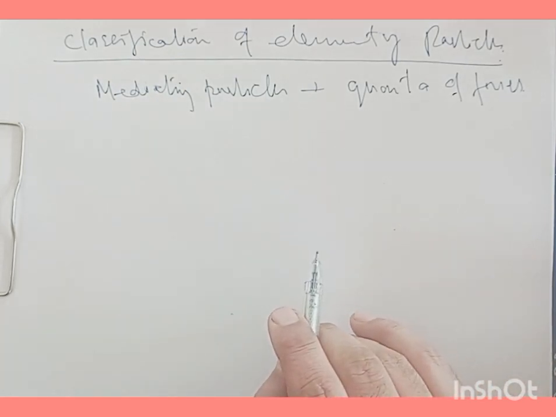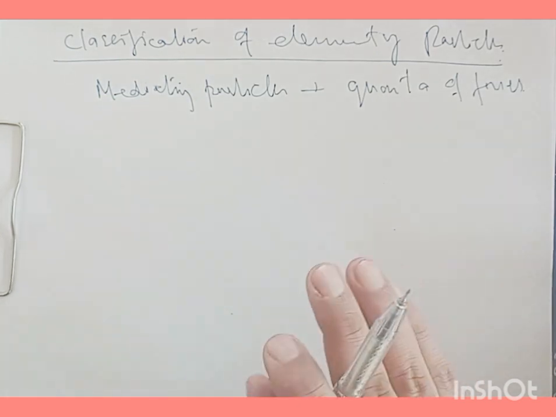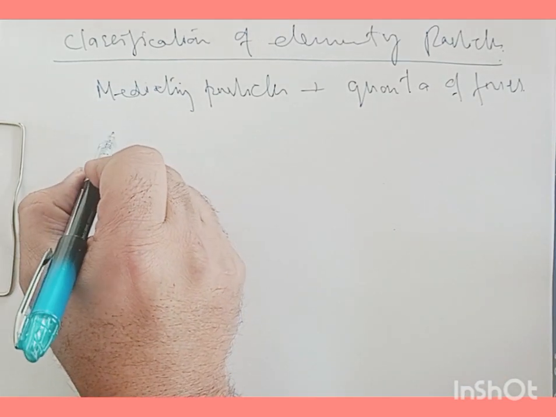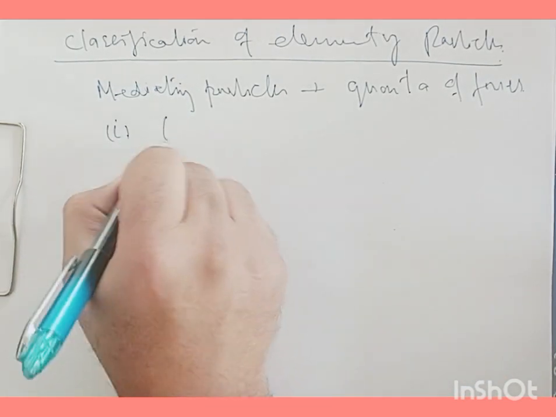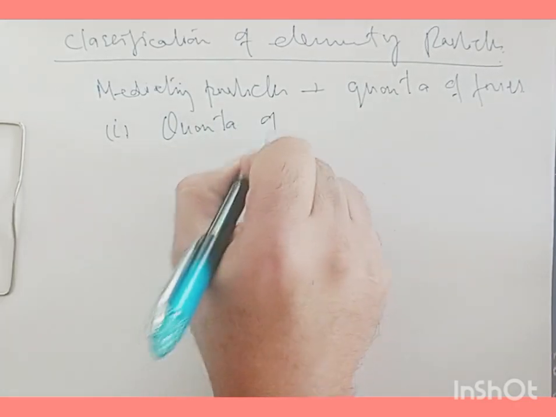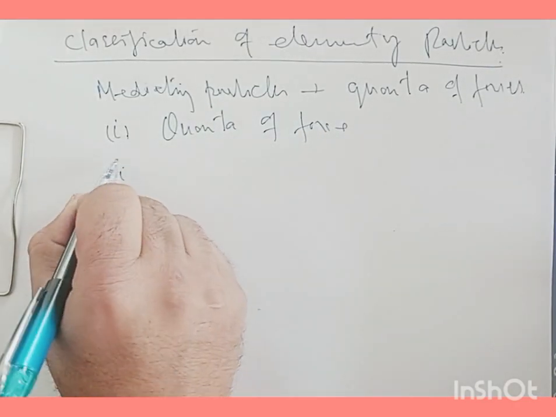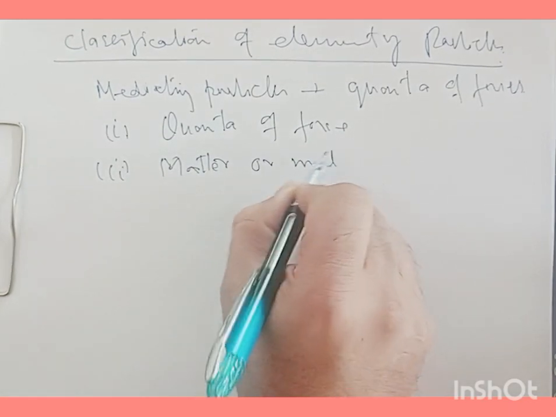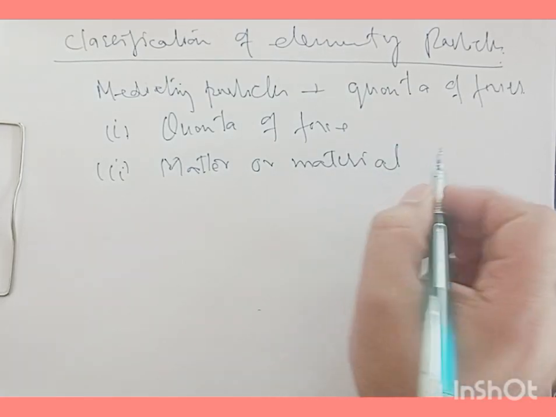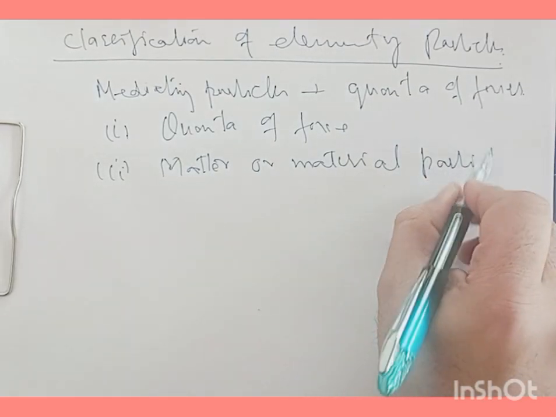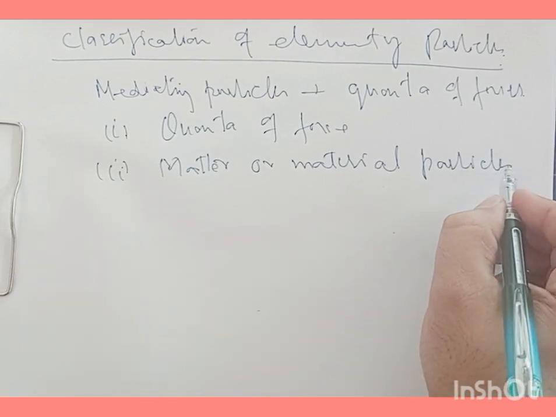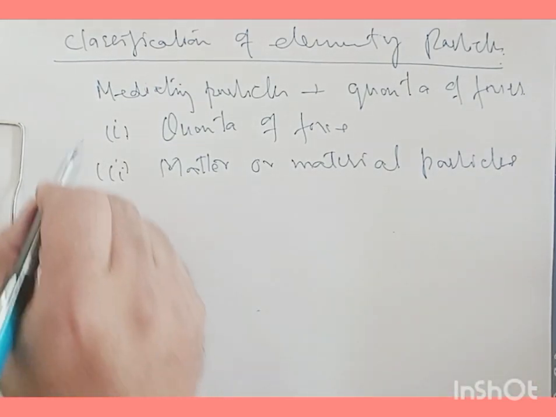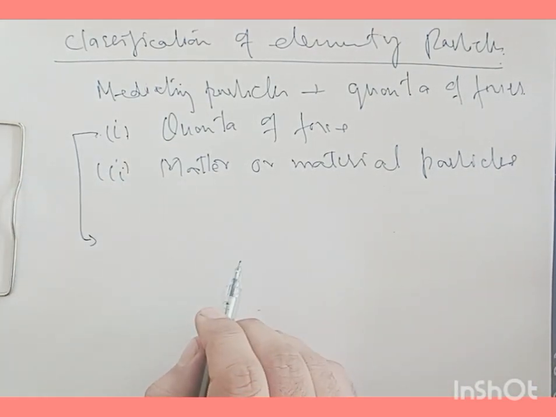What is important here is that we want to have some basic classification of these elementary particles. The elementary particles can be classified broadly into two categories. The first one is quanta of force, and the second one is matter, or material particles. Now let's start with these quanta of force kind of particles.